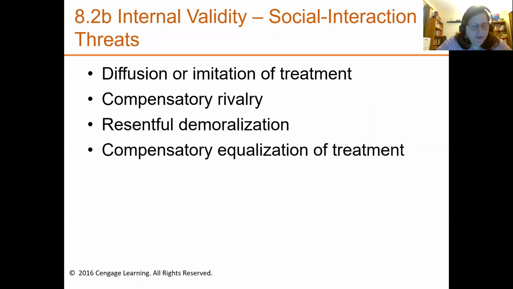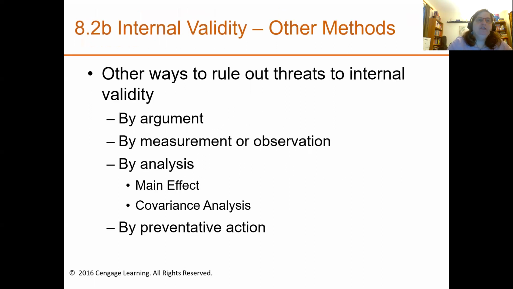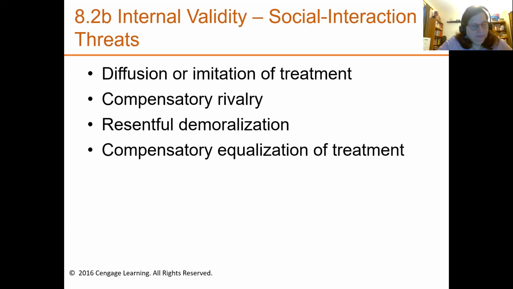Okay. So now let's talk through some social interaction threats. The first one is diffusion or imitation of treatment. The next one is compensatory rivalry, then resentful demoralization, and then compensatory equalization of treatment. So let's talk about each of these in turn. So diffusion or imitation of treatment, what's that about? It's a social threat to internal validity that occurs because a comparison group learns about the program either directly or indirectly from program group participants.